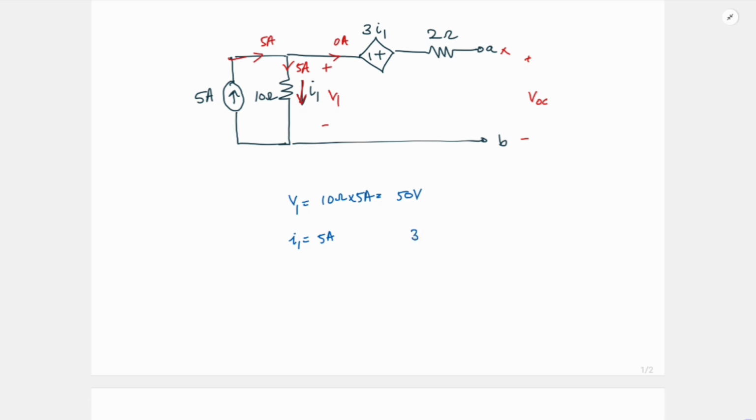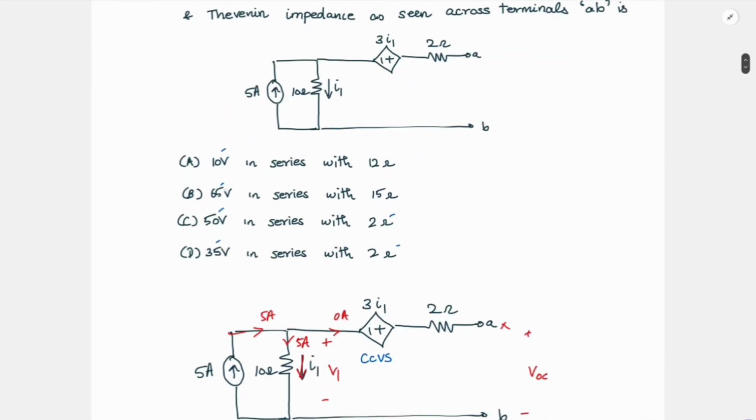So your 3I1 is 15 volt, right? This is a current controlled voltage source, so it gives the value of voltage. So your VOC is nothing but V1 plus 3I1 plus, in this there is no current, so there is no voltage drop across this resistor, so 0. So VOC is 50 plus 15, which is 65 volt. So if you go back to the question, option B will be the right answer.